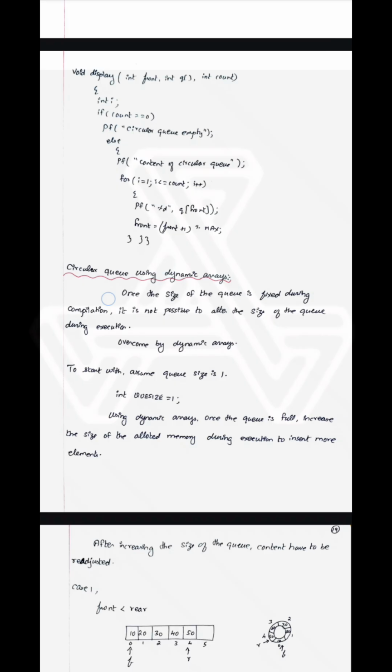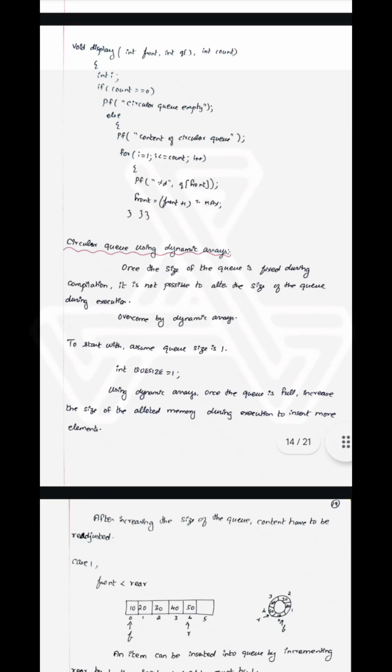If count equals 0, the circular queue is empty. Else, the contents of the circular queue are: for i equals 0, i less than count, i plus plus, printf percent d, queue of front. Front is equal to front plus 1 modulo max.